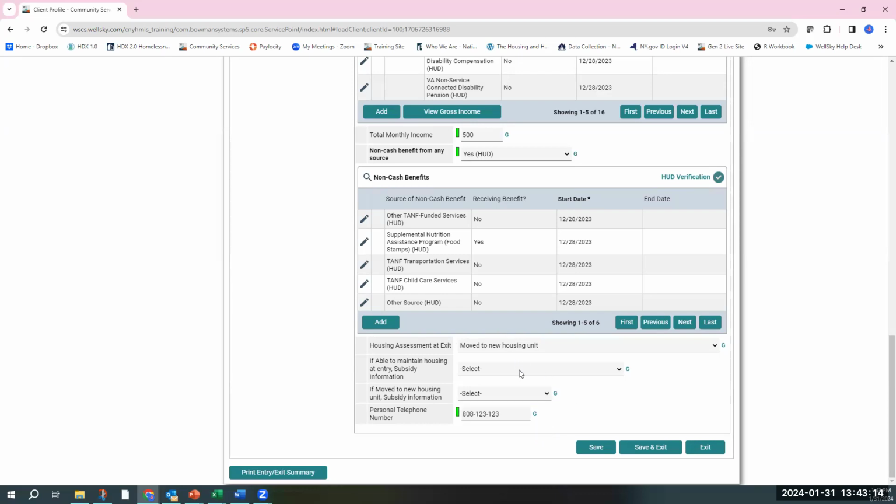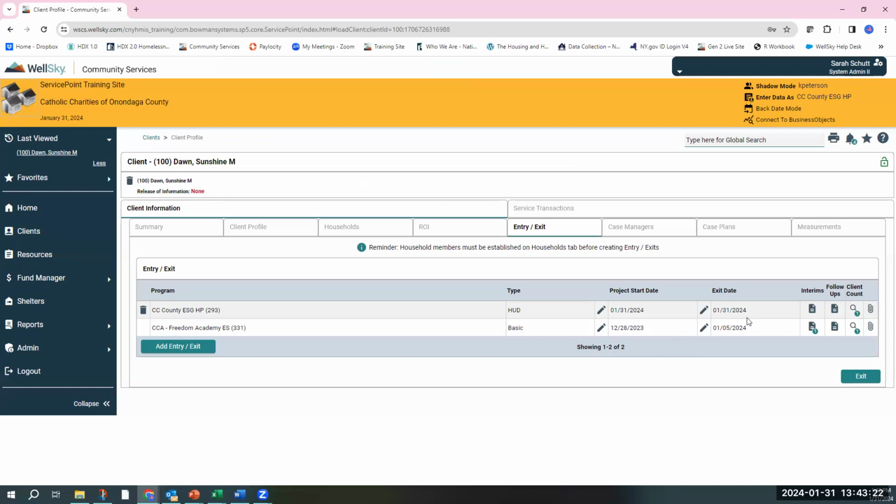data not collected. Once you select these options, then you can save and exit out of your exit assessment, and your data elements for the homelessness prevention project for your outcomes are now being tracked through your CAPR.